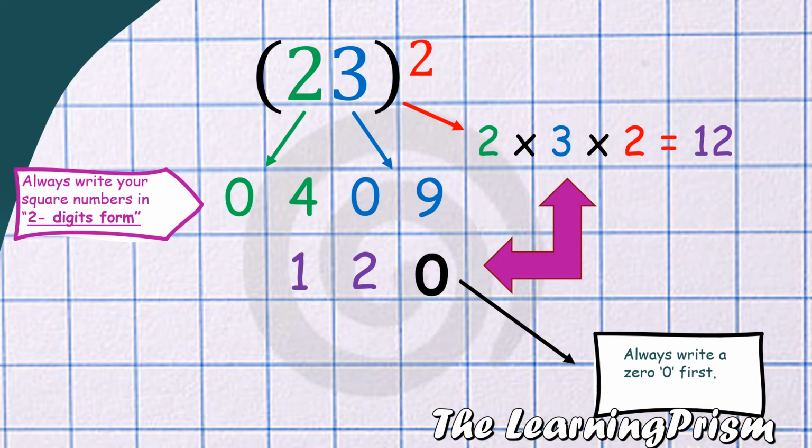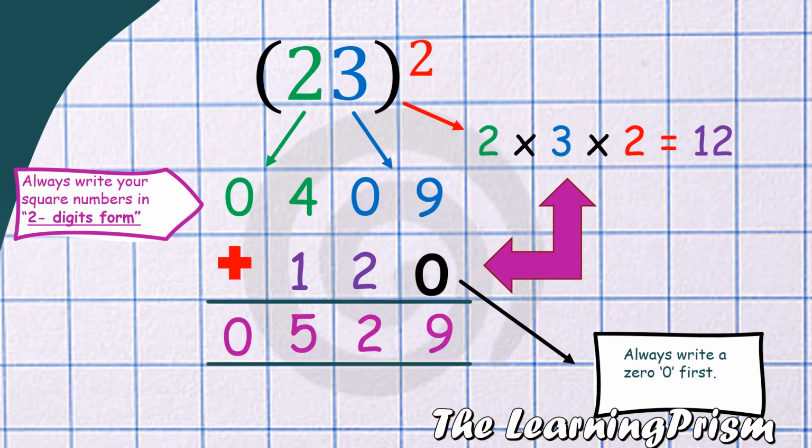The last step is to add these numbers together. So 9 plus 0 is 9, 0 plus 2 is 2, 4 plus 1 is 5, and the square of 23 is equals to 529.